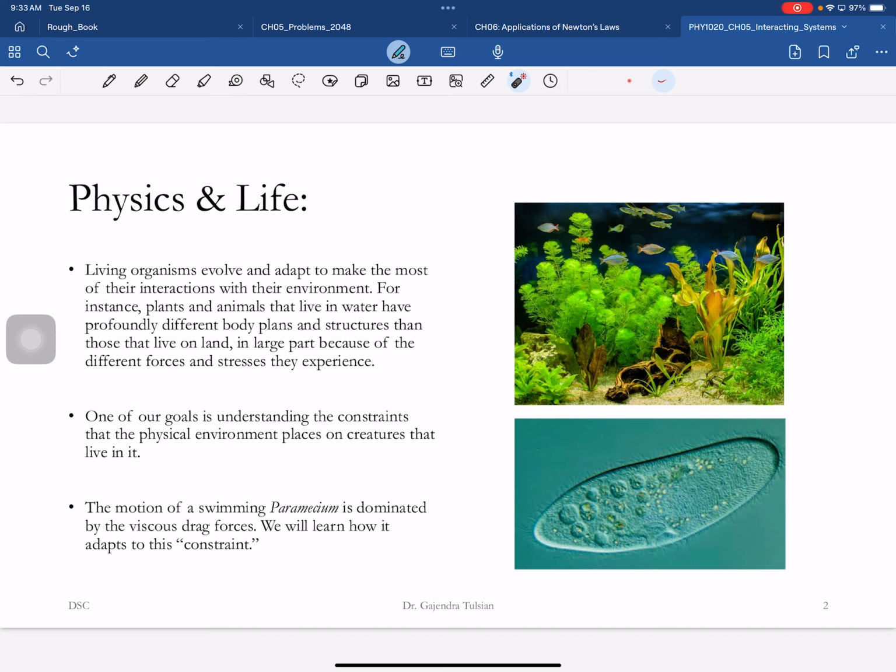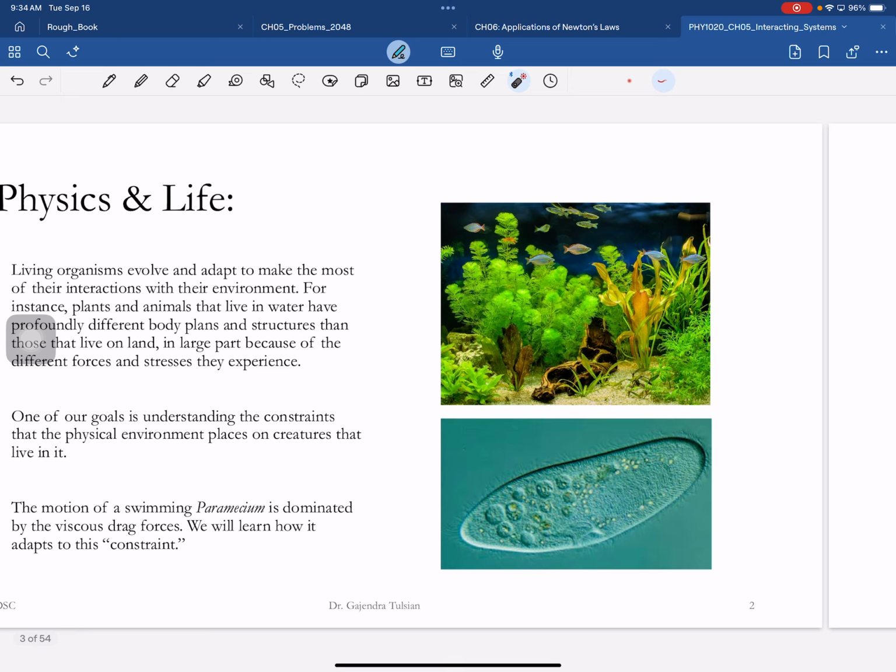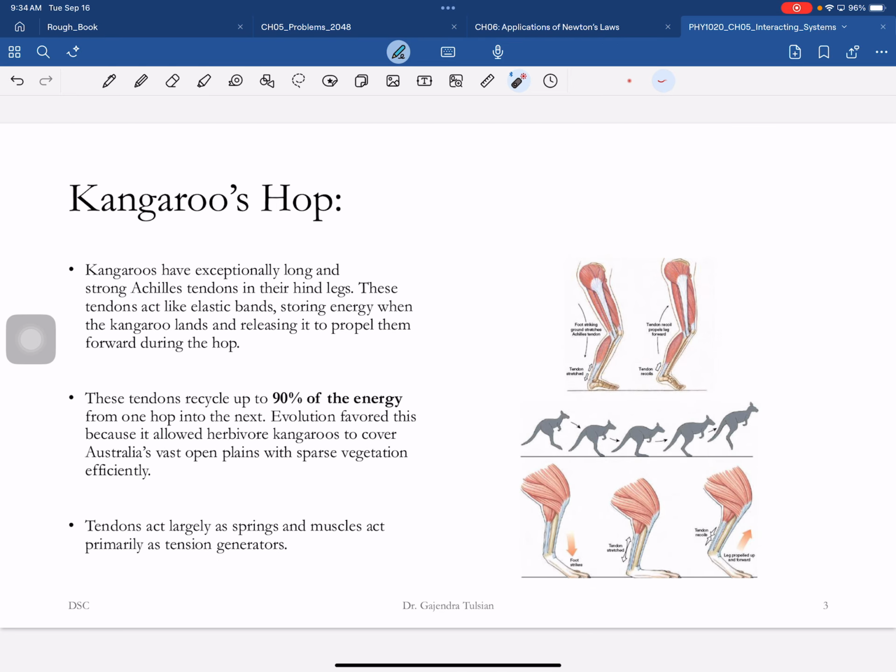Okay. So the motion of a swimming paramecium is dominated by viscous drag forces. We'll see that it has cilia, and there are single-celled animals that have flagella that help them move. You've got to keep pushing, and the instant you stop pushing, you stop. There's no coasting there. So we'll learn how they adapt to the environment. Here's a kangaroo that hops, and we'll talk about this.